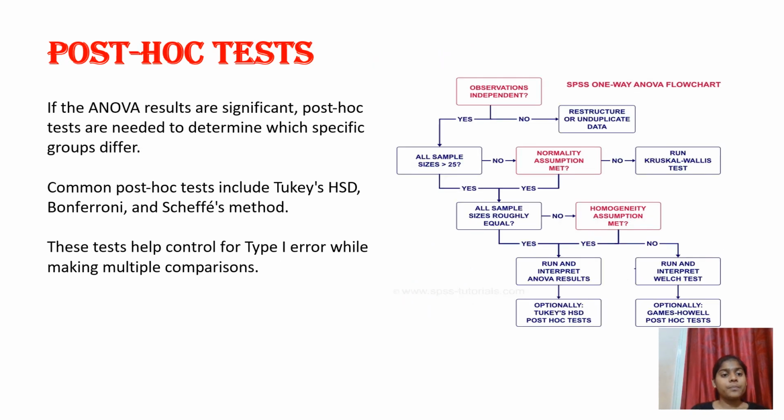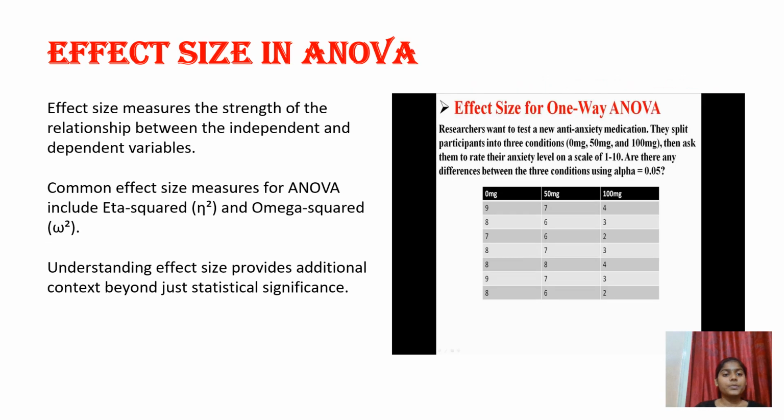Post hoc tests. If the ANOVA results are significant, post hoc tests are needed to determine which specific groups differ. Common post hoc tests include Tukey's HSD, Bonferroni, and Scheffé's method. These tests help control for type 1 error while making multiple comparisons.